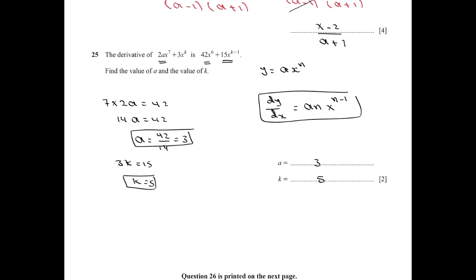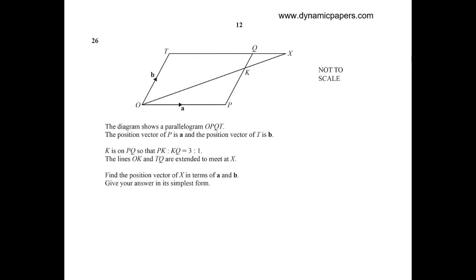The next question, and the last question in this exam, is a vector question. The diagram shows a parallelogram. Since this figure is a parallelogram, before reading the question, if OP is equal to A, then TQ is equal to A. And if OT is equal to B, then PQ is also equal to B.